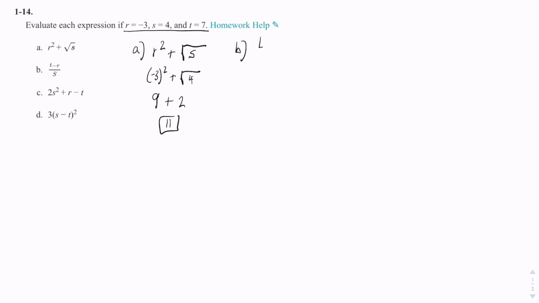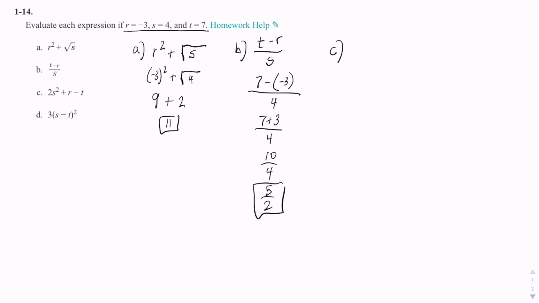For B, it's T minus R over S. So again, T is 7, R is -3, so it's 7 minus -3 over S, which is 4. So 7 minus -3 is the same as 7 plus 3, right? So that's 10 over 4. 10/4 is not reduced. Reduced would be 5/2, and I would leave it as an improper fraction, even though the book is probably going to write it as 2.5, a mixed number, but I would leave it as an improper fraction.